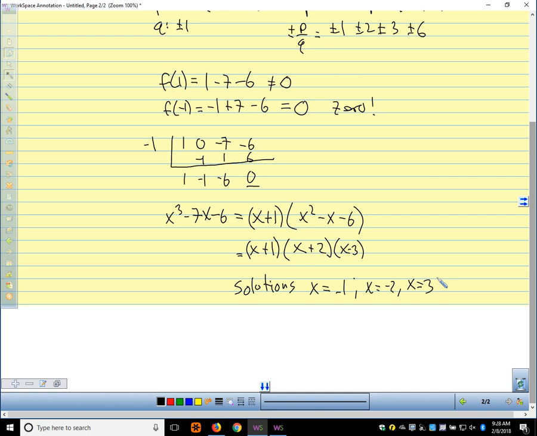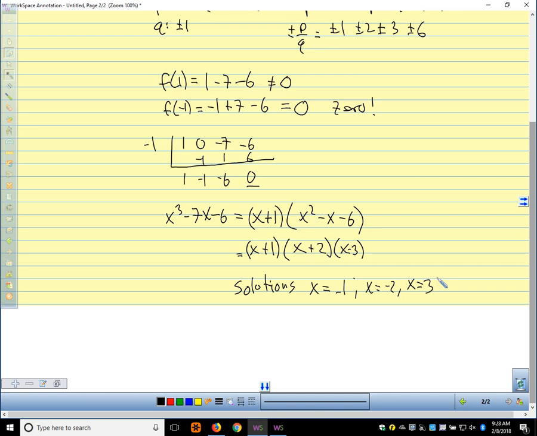Yes? Isn't there a way to plug it into the quadratic formula too? From here? Yeah, you could plug that into the quadratic formula, and it would give you those. It would give you those, yes. If you can factor, I prefer to factor than use a quadratic formula.